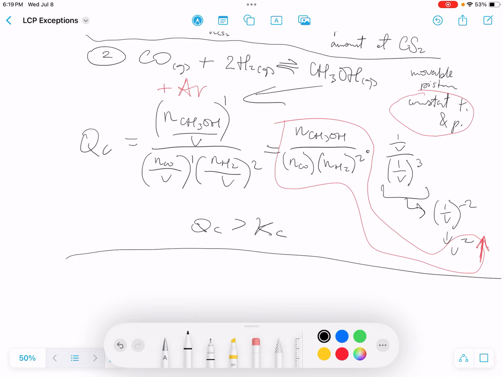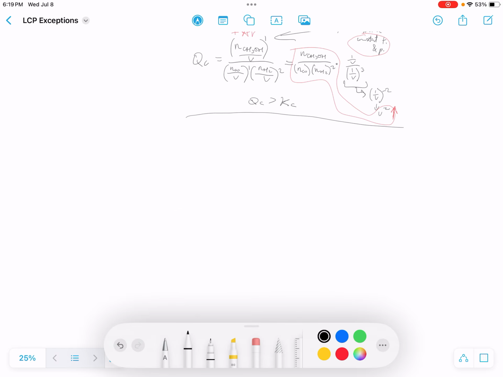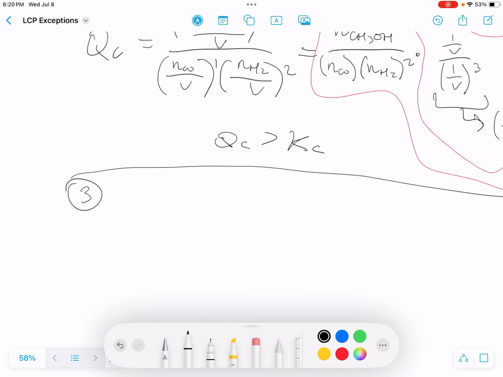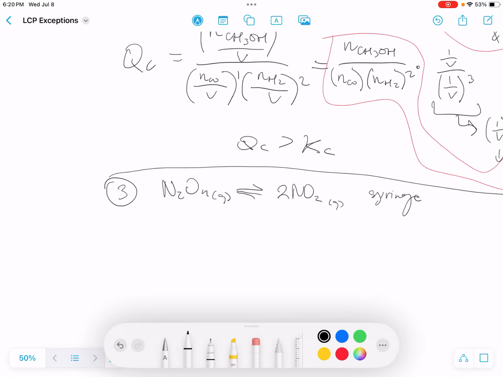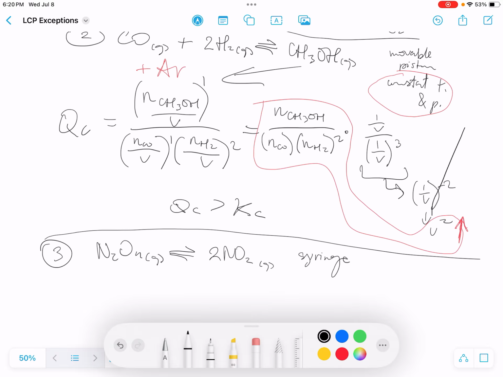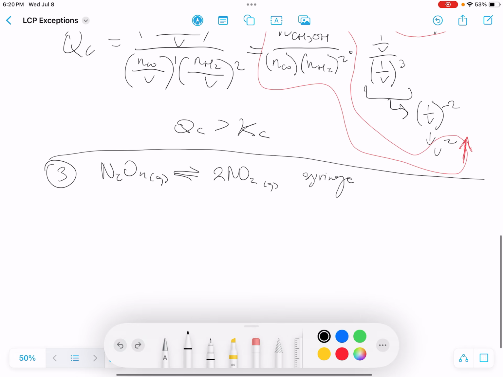So finally, we're going to look at problem number 3 here. Problem number 3, we're going to have N2O4 gas, and that's kind of in equilibrium here with 2NO2 gas. Super common dimerization reaction. So this is in a syringe. And when you think about it, a syringe is just a fancy way of saying a movable piston, like we had in problems 1 and 2.